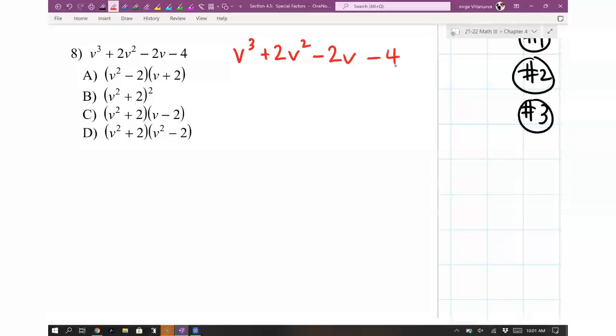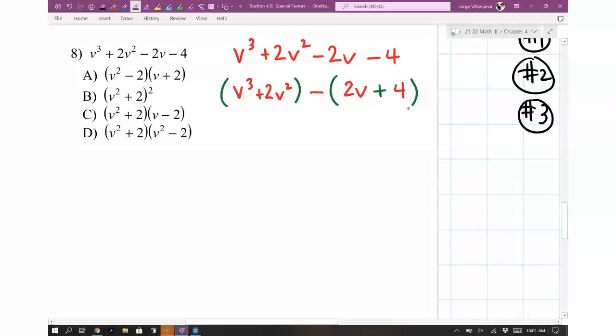Okay? Now remember what I told you. You're going to want to put a parenthesis around the first 2 terms and the last 2 terms. So check it out. Parenthesis v cubed plus 2v squared minus a parenthesis 2v, I'm going to keep it green here, plus 4. So you notice how I changed the minus to a plus because there was a negative in the middle. Okay? Now I know you're looking at that and saying, well, this doesn't really look like something easy to factor. Well, let's try to factor, okay?